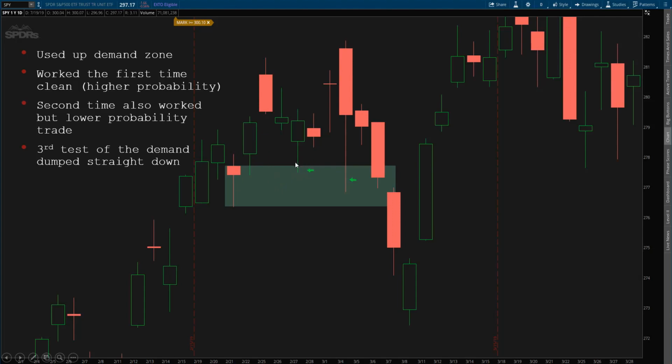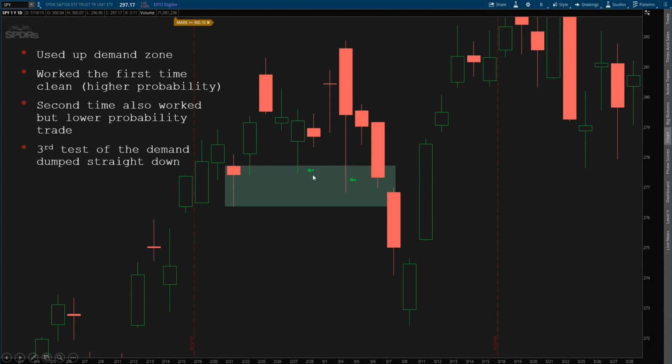Price then comes into this demand zone. We get a solid bounce, right? This first green arrow here is the first touch of the demand zone. This candle right here where my cursor is isn't in the demand zone, because this wouldn't have been qualified as a demand zone if we didn't get this candle. So this is in the demand zone, but it isn't unfilled orders, right?